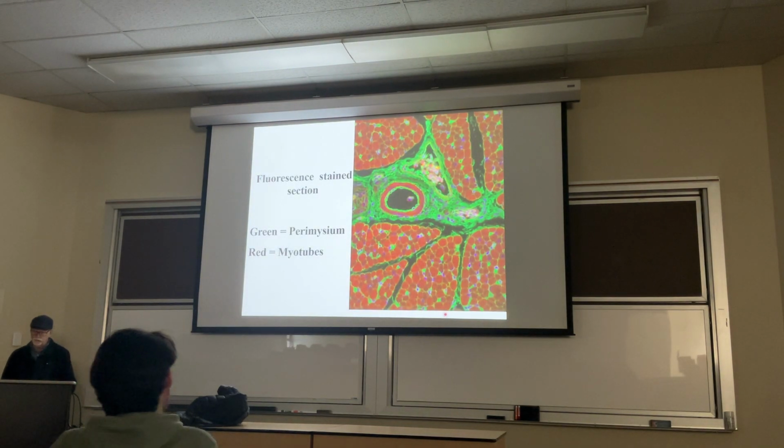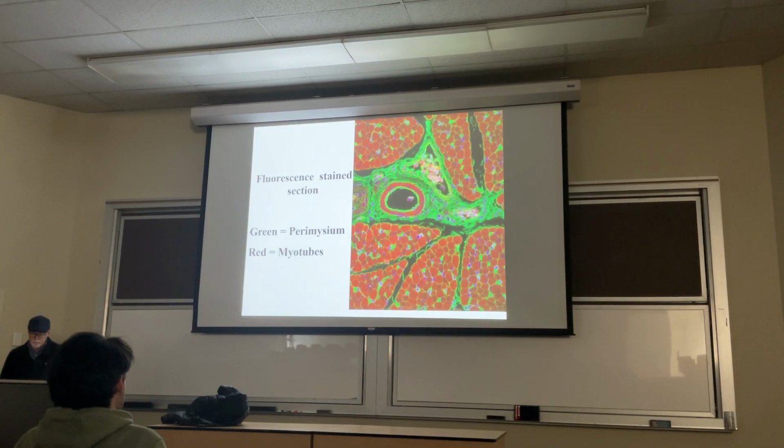This is with a special stain. Each one is a skeletal muscle cell here. So around each one, this would be endomysium, and then the connective tissue around a fascicle here, that would be perimysium. This is a blood vessel, so it doesn't pick up that stain very well, but a little bit.